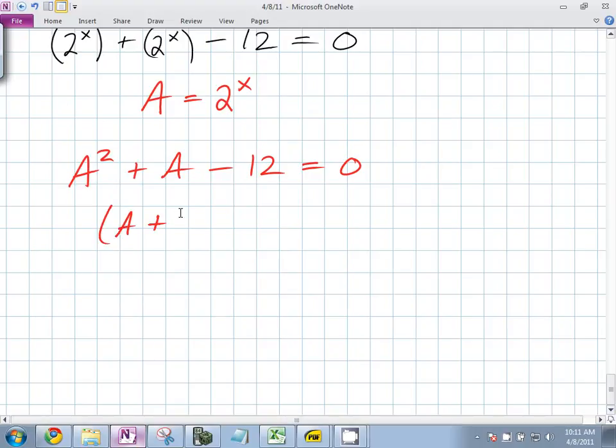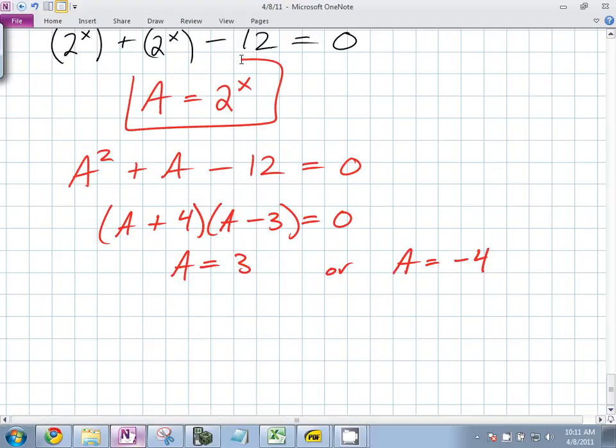A equals. So what does A equal? 3 or what? -4. But what does A equal? 2 to the x. So 2 to the x is equal to 3 or what? Or -4. So how do you solve those?